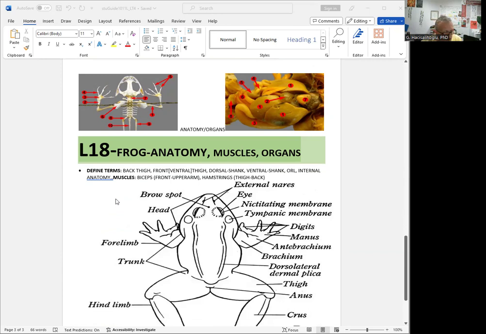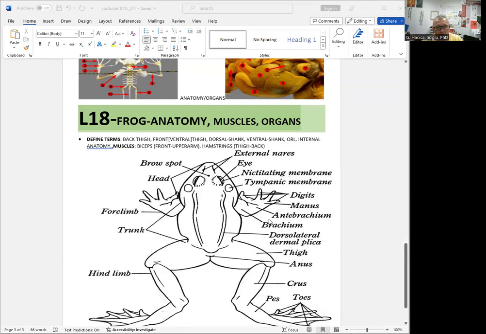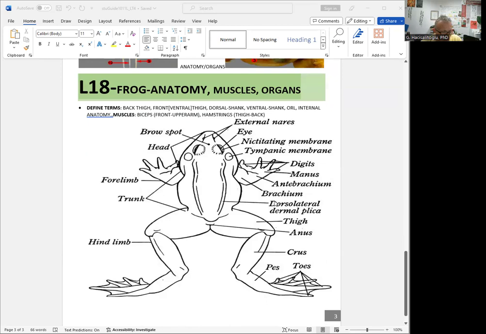Lab 18 actually continues with the frog, and now lab 18 focuses specifically on organs and muscles. So there are a number of pictures in your slides, and there is a chart here, basically the anatomy of a frog, labeled. So make sure you know the major organs, you know the major muscle names, where they are located, and you know specific things like 4 fingers in the hand, no webbing, but in the feet there are 5 toes and webbing. So they're kind of unique things, right?